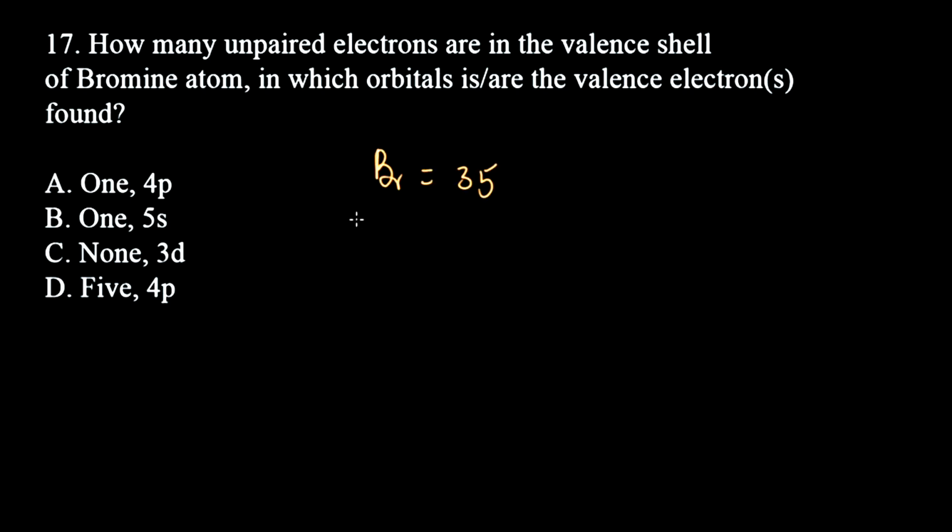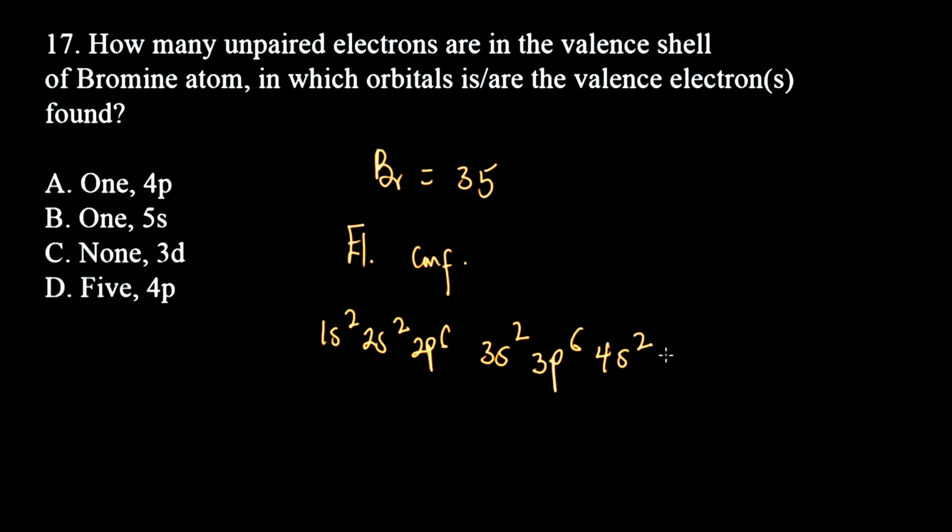So we have that the electronic configuration of bromine is 1s2, 2s2, 2p6, 3s2, 3p6, 4s2, and we have 3d10. So this is 10, this is 20, this is 30. So we have to add 4p5. So this is the electronic configuration, and we can see that this is the p orbital, right?